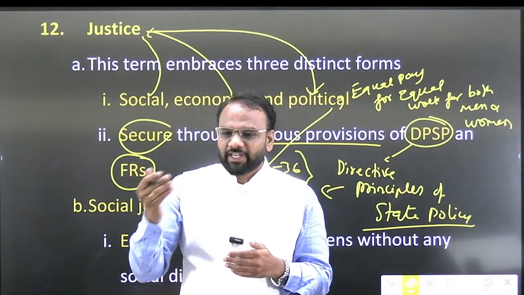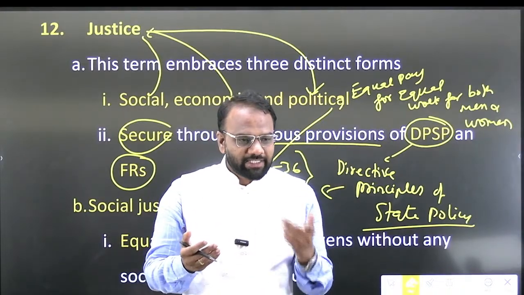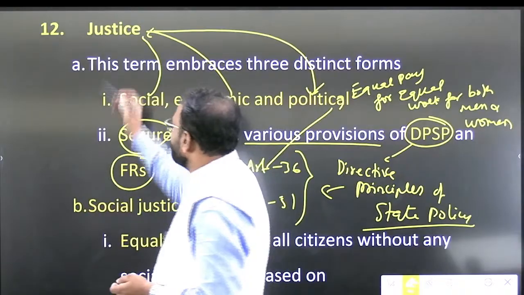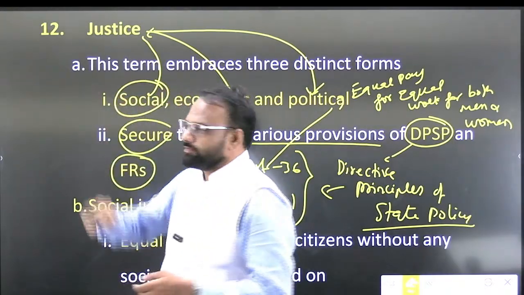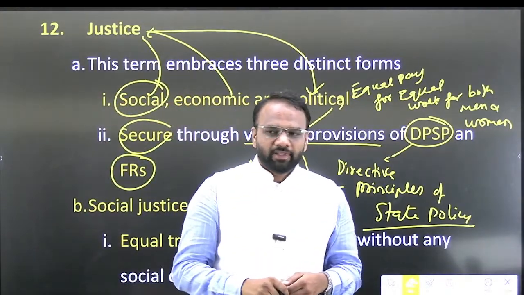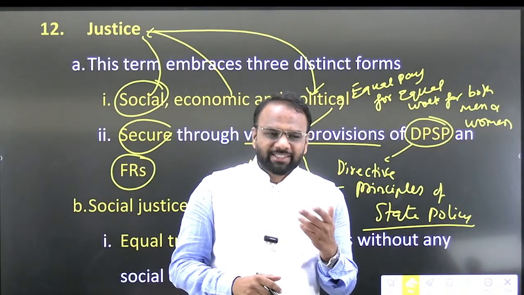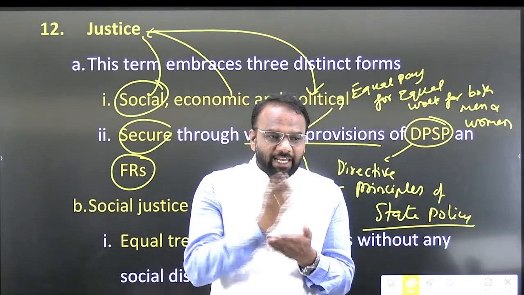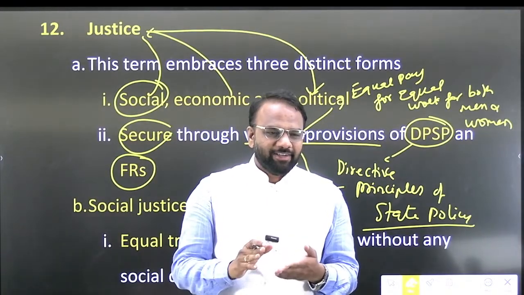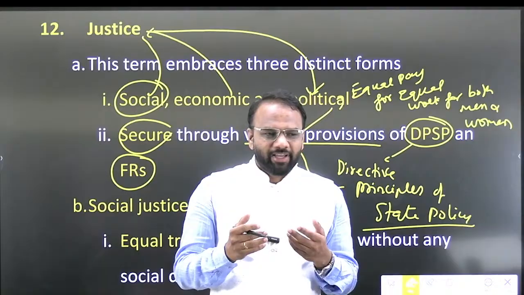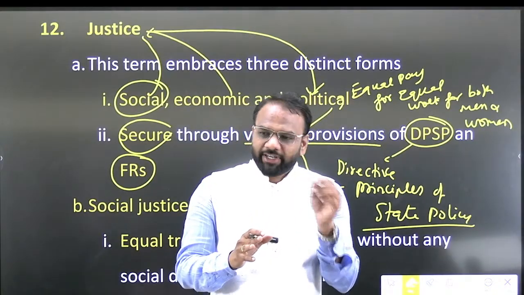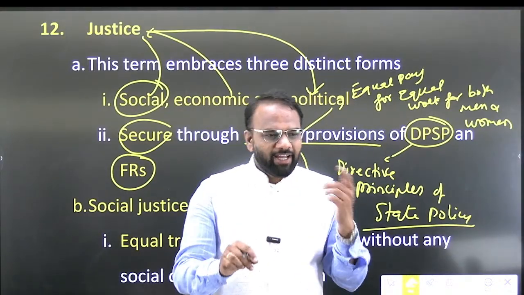So whatever extra facilities you are giving, that's an example of justice. So what kind of justice? It's an example of social justice. Again, the same example can also become an example of economic justice as well. There is a very thin line between social justice and economic justice. Initially they may confuse us. There are some examples which will fit commonly into both.